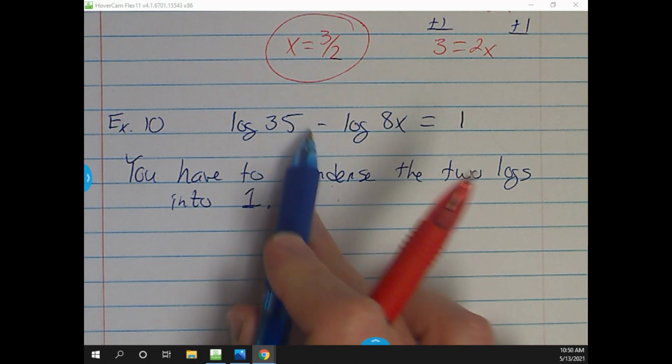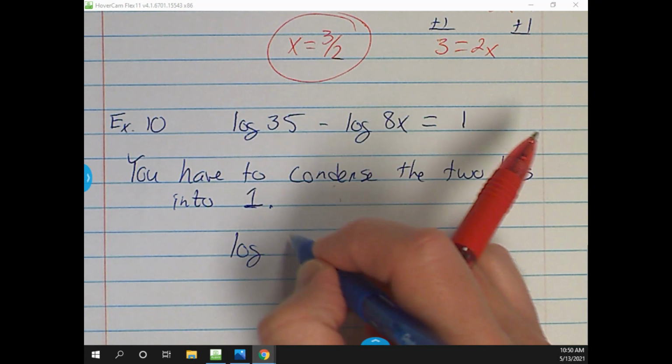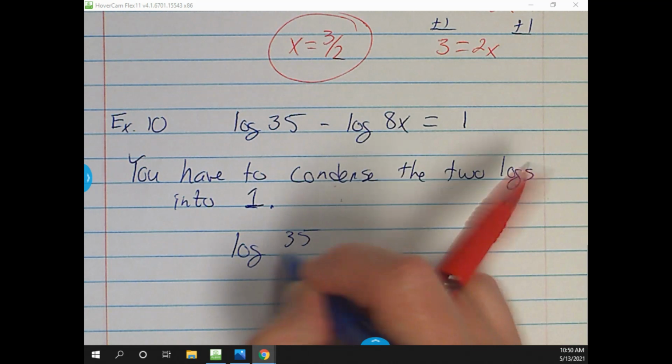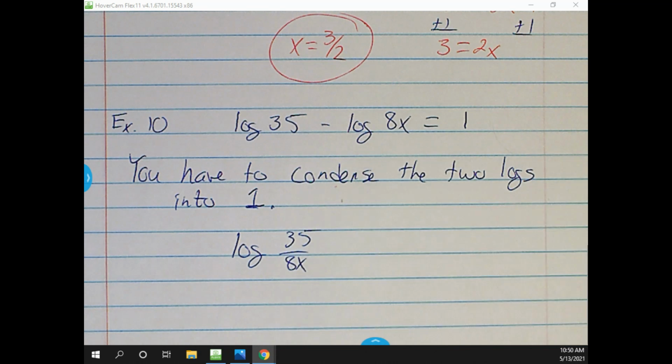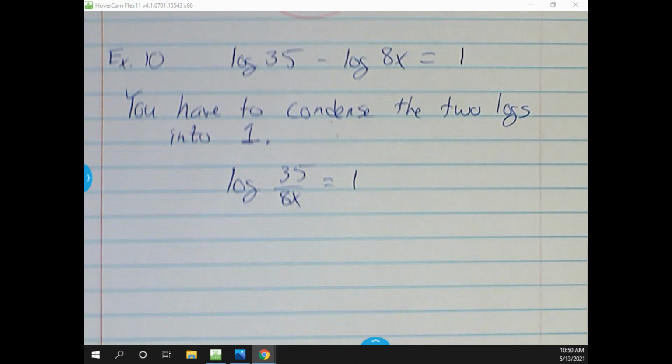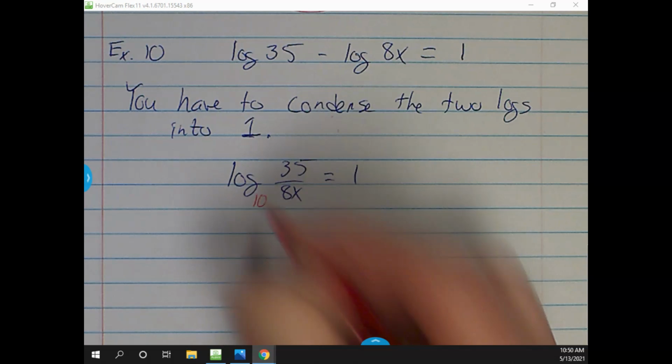Because there's a minus in the middle, that means it's 35 divided by 8x. If there had been a plus in the middle, it would have been 35 times 8x. And there shouldn't be a whole lot of condensing of those in the problems that we're doing here. It should pretty much just be either turn it into a multiplication problem or a division problem based on what that sign is going to be. For this problem, again, you've got to remember that the base is 10.